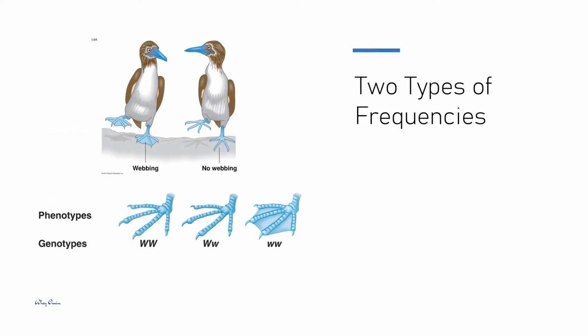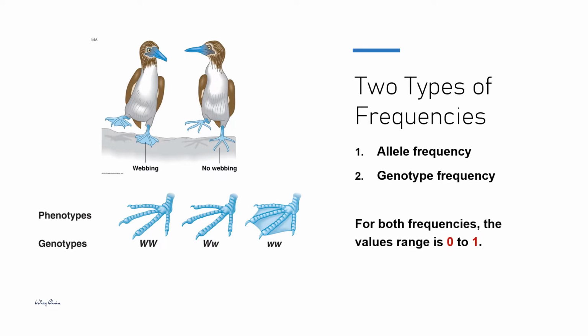There are two types of frequencies that play an important role in population genetics, which are the allele frequency and the genotype frequency. For both frequencies, the minimum value is 0, and the maximum value is 1.